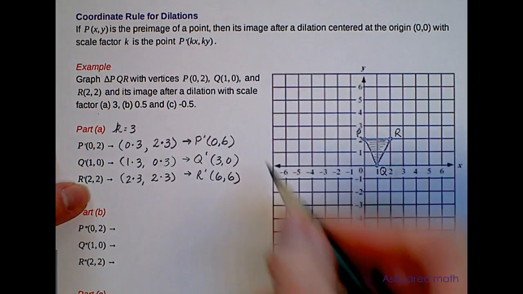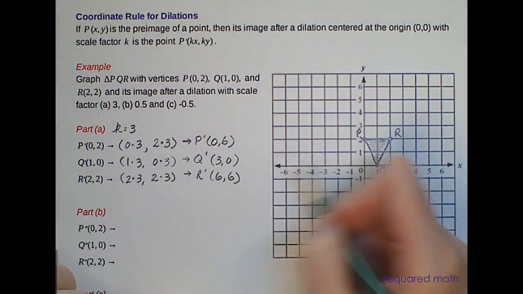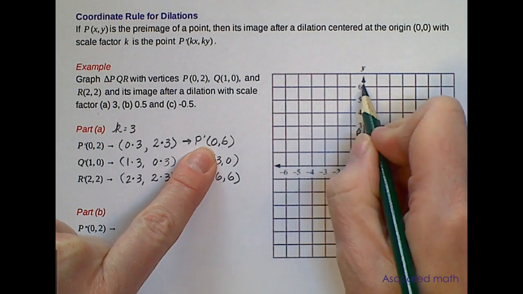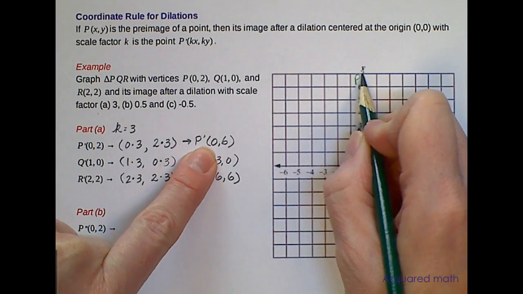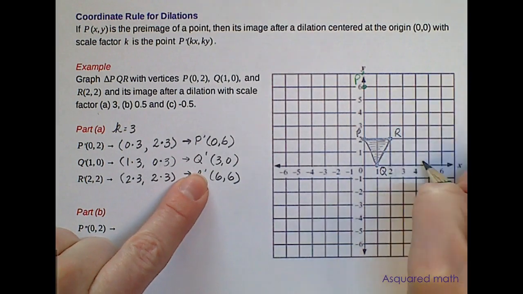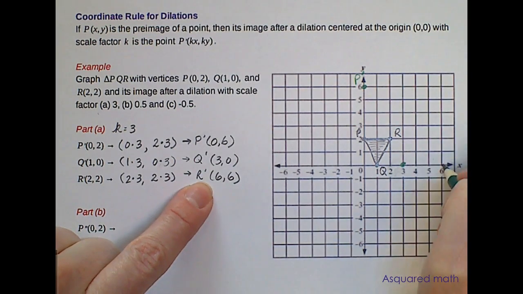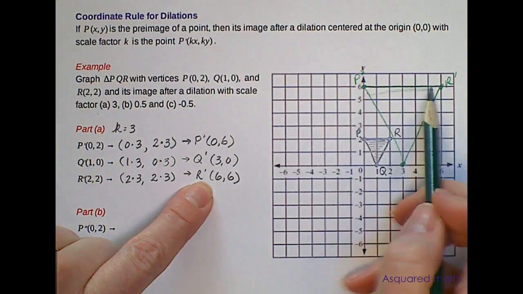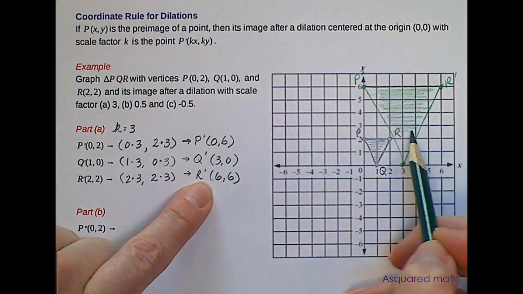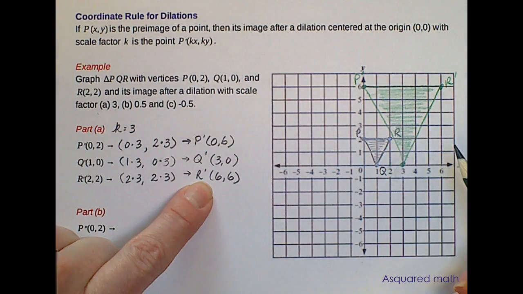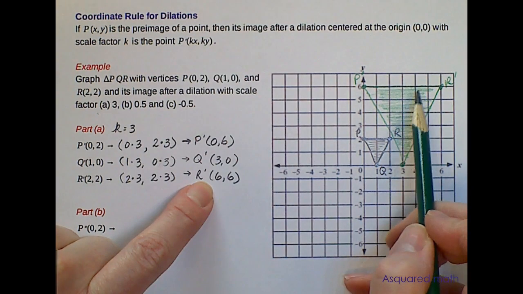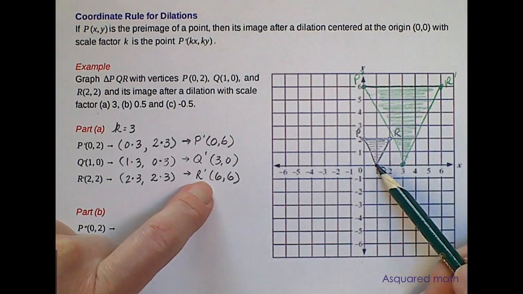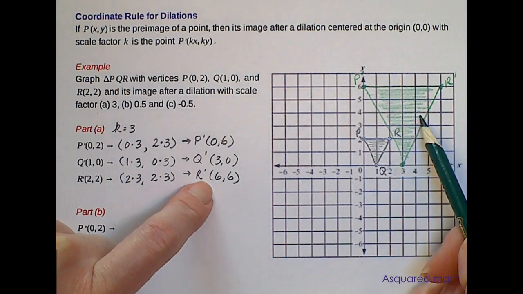So now we want to plot those. I'll plot those in green so we can see a little bit of a difference in what's going on. P prime is at (0, 6), so to the right 0, up 6. Be sure to label your points. Q prime is at (3, 0), and R prime is (6, 6), to the right 6, up 6. Connect your points. And we have this green triangle that is a dilation with a scale factor of 3. Since 3 is greater than 1, it's an enlargement, and you can easily see that we went from this smaller gray triangle to the bigger green triangle.